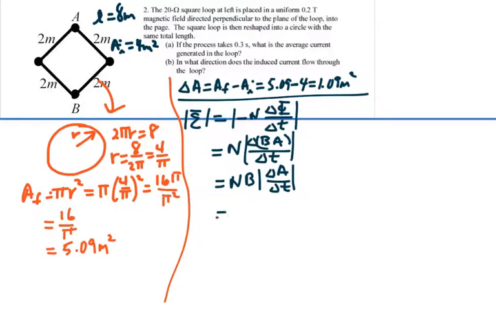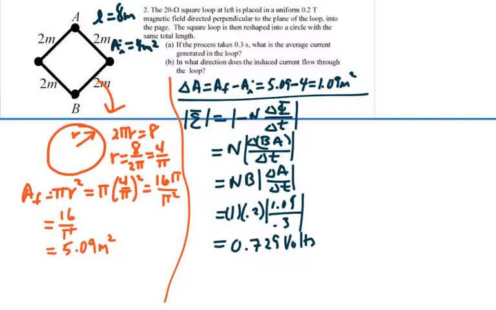So we have, this is 1 for the number of turns. Our field is 0.2 Tesla. Our change in area is 1.09 square meters. And our change in time is 0.3 seconds. So this is going to come out to 0.729 volts. That is our induced voltage.